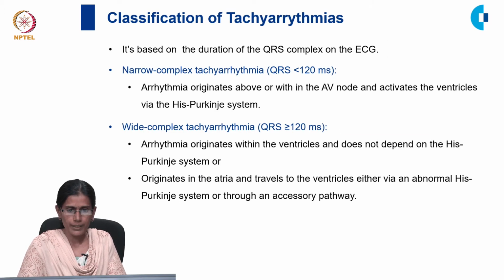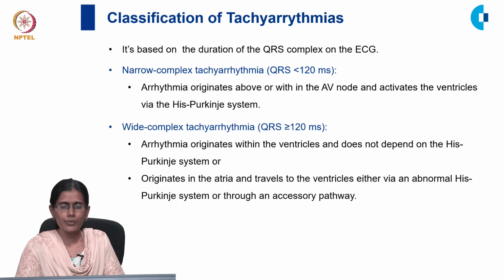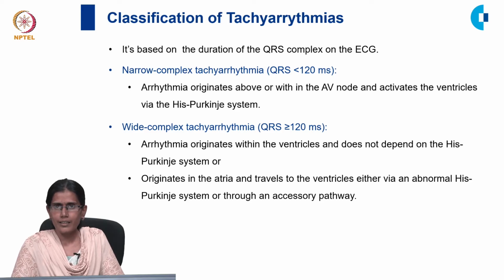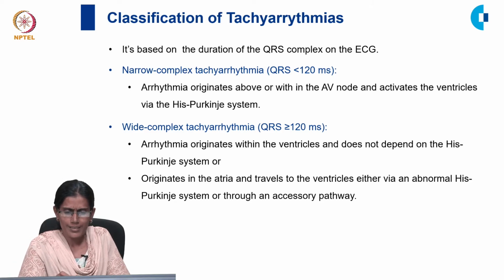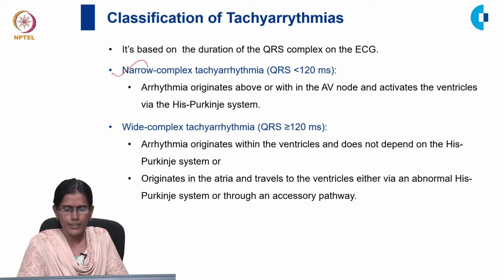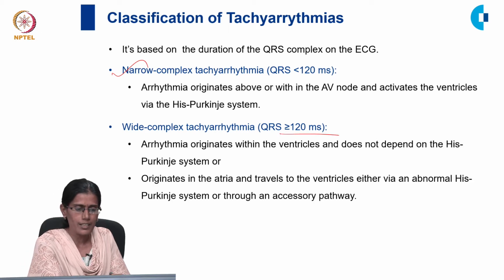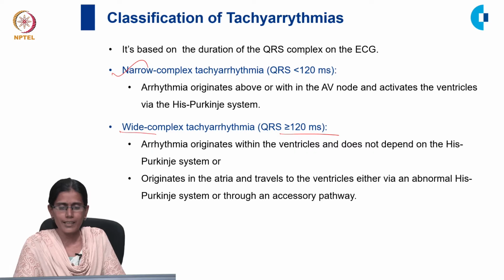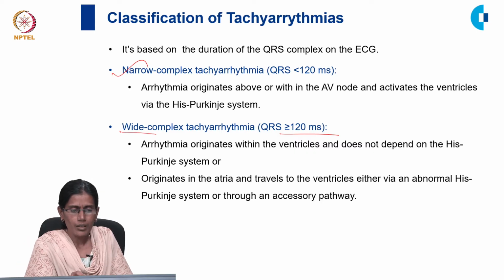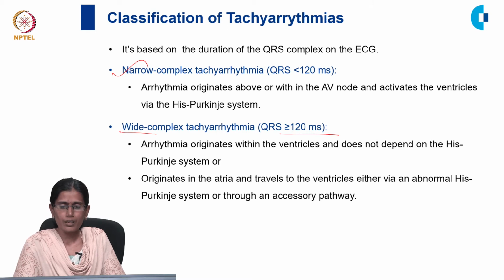But the proper way to classify tachyarrhythmia is based upon the duration of the QRS complexes. So what is the normal duration of the QRS complex? It is less than 100 milliseconds. If the QRS duration is less than 120 milliseconds, we are going to say it is a narrow complex tachyarrhythmia. If it is more than 120 milliseconds, we are going to say it is a wide complex or broad complex tachyarrhythmia. In narrow complex tachyarrhythmia, the impulses start from the atrium or from the AV node and they activate the ventricles simultaneously with a resultant normal or near normal QRS duration.